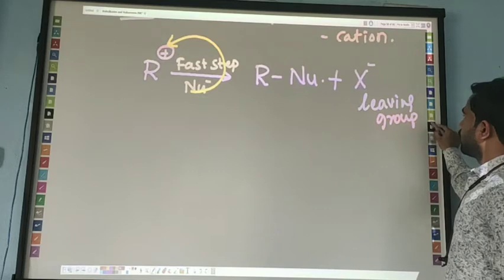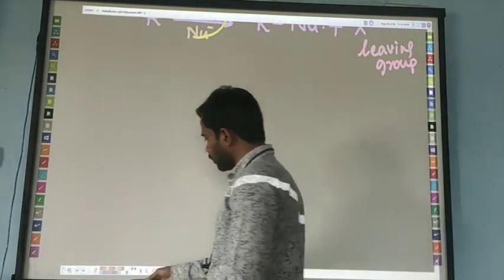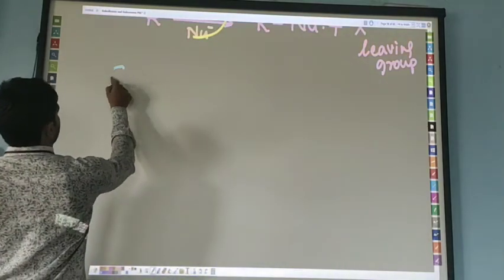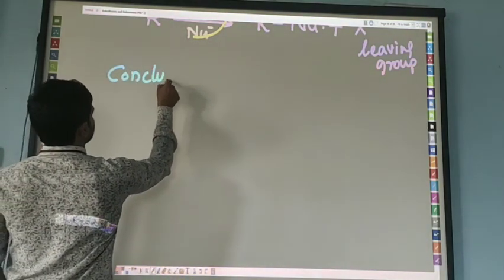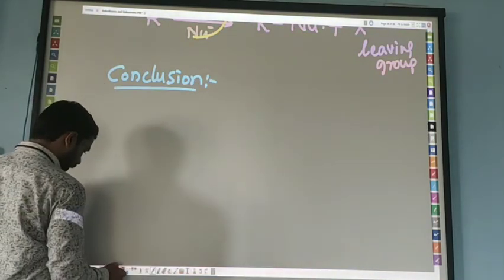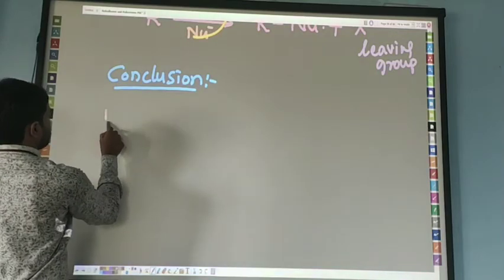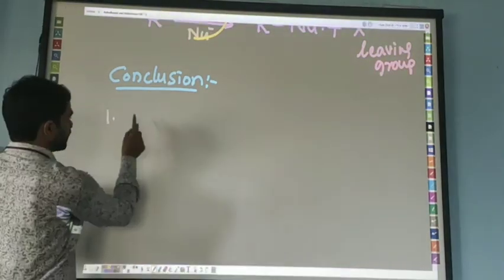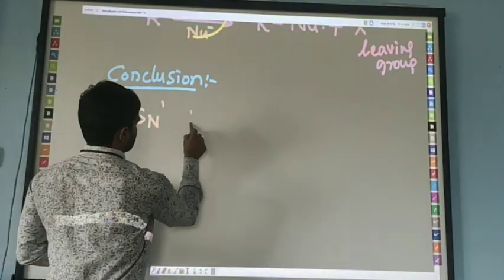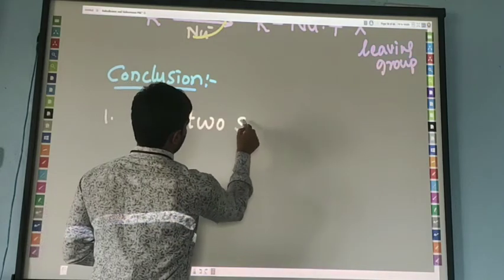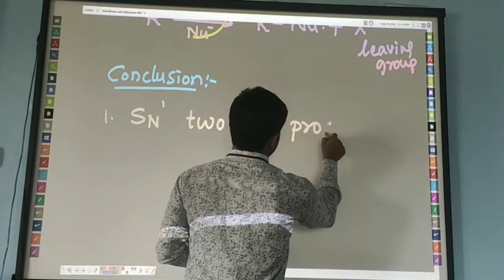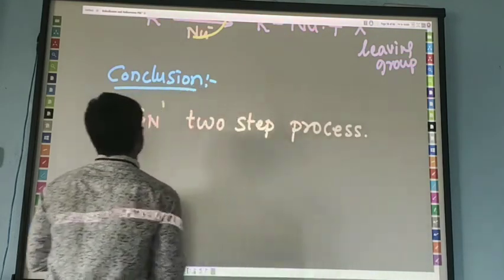We already got it, so what can be concluded in this case? Let's try to conclude the reaction. Let me write the conclusion part. Conclusions: what conclusions can we derive from the equations? The first one: the SN1 mechanism is a two-step process.